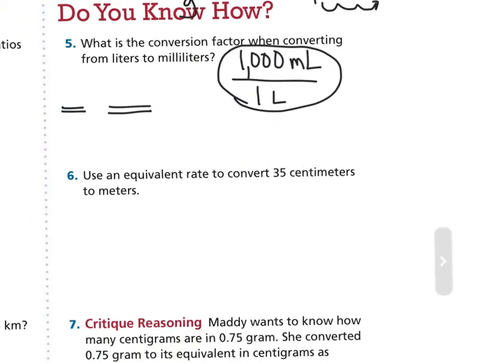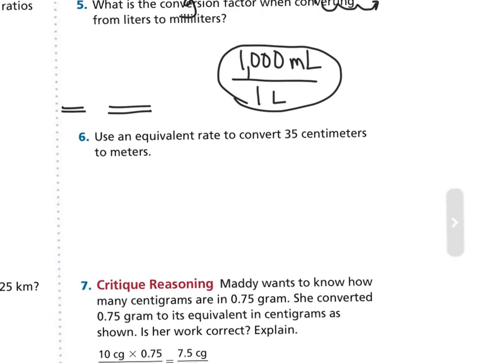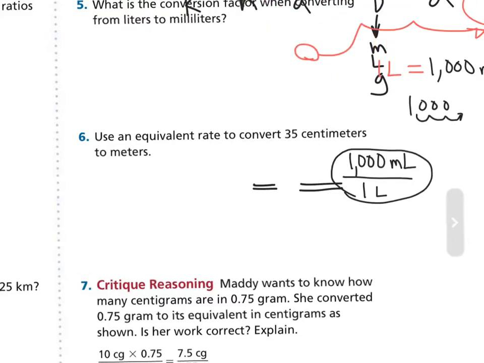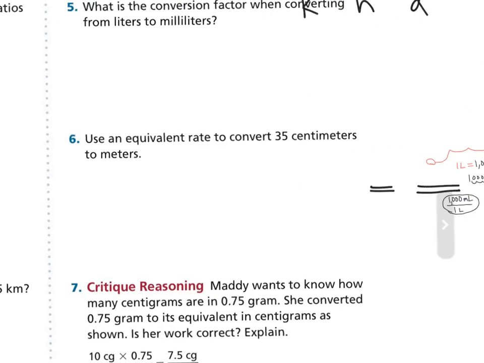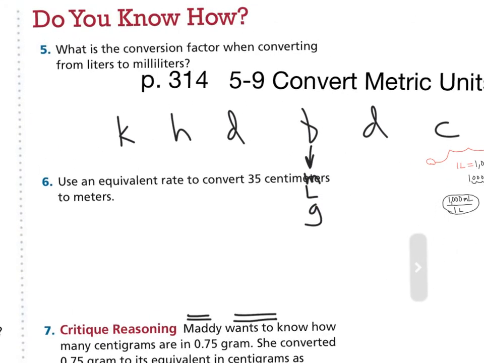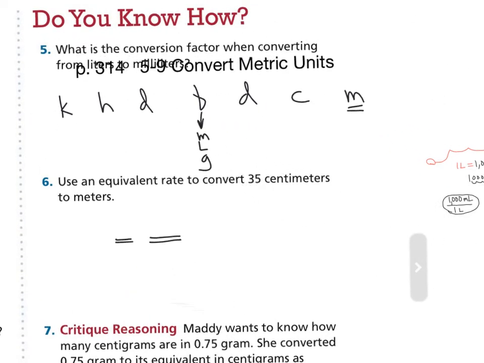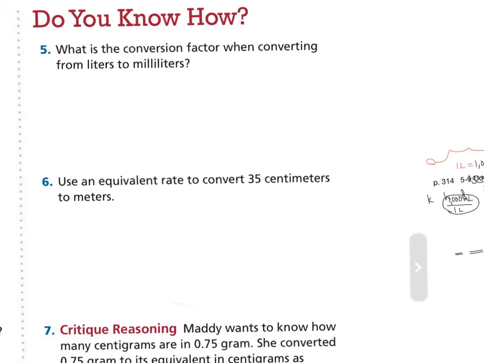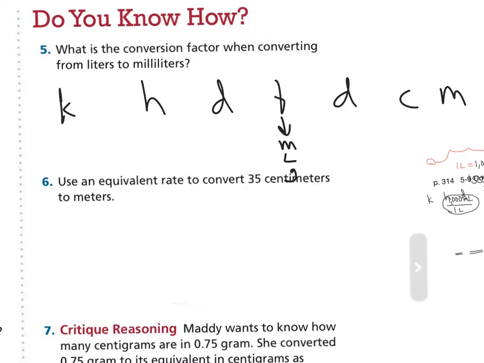Number 6: use an equivalent rate to convert 35 centimeters to meters. So 35 centimeters to meters. I'm just going to rewrite my chart here. When you do these, if you want to have your chart written out in one place, King Henry died by drinking chocolate milk. Okay, so we're going from 35 centimeters and we're trying to get to meters.